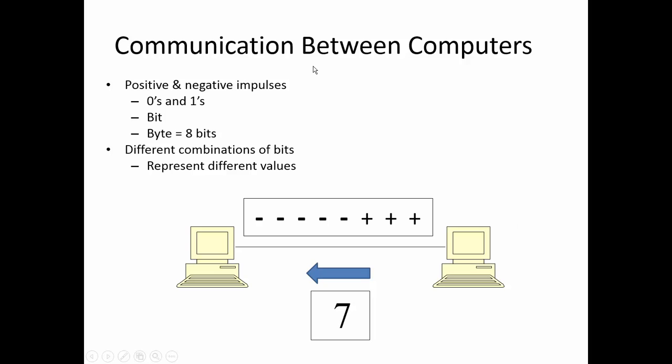Communication between computers. Computers can only send positive and negative impulses to each other, which are represented as zeros and ones, and we call them bits. 8 bits together are equal to 1 byte, and different combinations of bits represent different values. That's how 5 negative impulses and 3 positive impulses can equal the number 7.